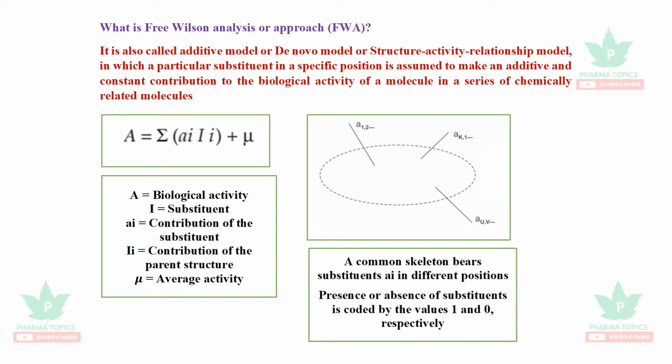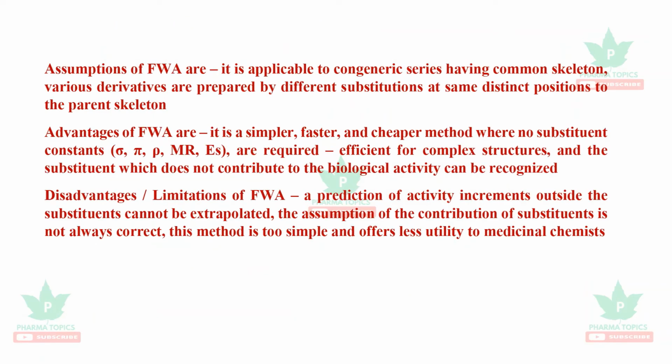They will study without the substituent, and they will study with the substituent. Assumptions of the Free-Wilson approach: it is applicable to a congeneric series having a common skeleton prepared by different substitutions at the same distinct positions on the parent skeleton. Advantages: it is a simpler, faster and cheaper method where no substituent constants are required. Disadvantages are the limitations. A prediction of activity increments outside the substituents cannot be extrapolated. Even though it is correct, it is too simple and offers less utility to medicinal chemists.